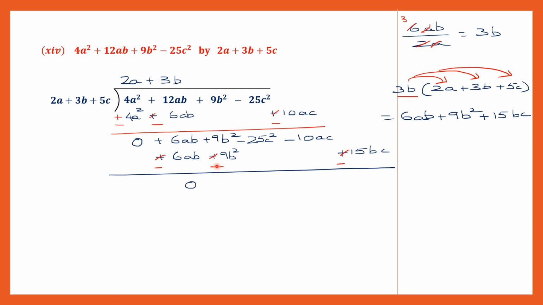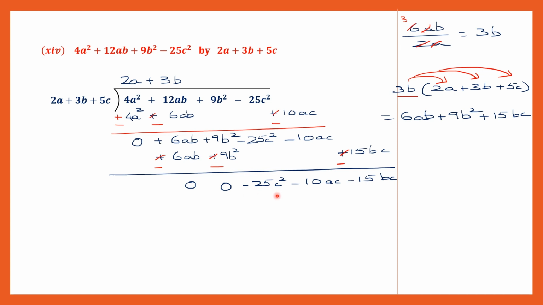Now here we have plus 9b minus 9b, that will also get cancelled, so that will be 0. Then we bring down minus 25c square, minus 10ac and minus 15bc. So now, according to the rule, we take the first term of the new dividend divided by the first term of the divisor, isn't it? But here, can you see, here we have c square and here we have a. So those will not go together, isn't it?